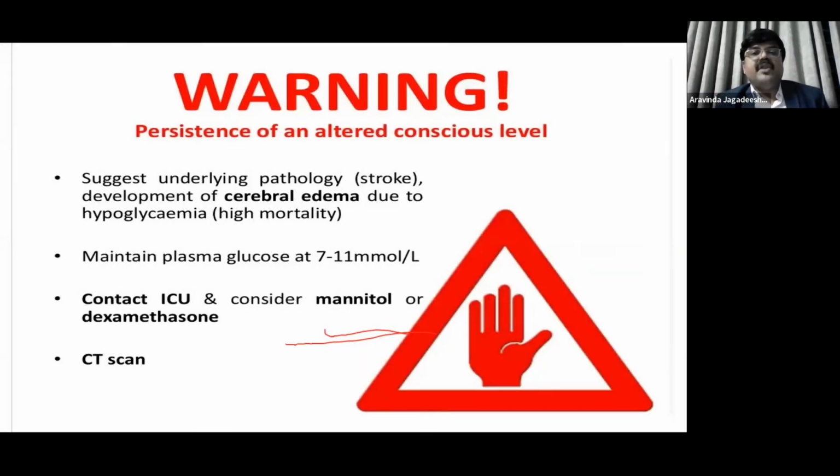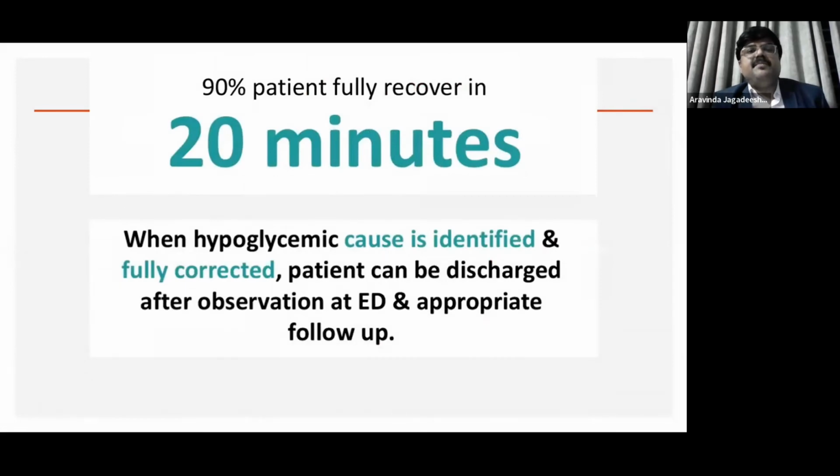So what are the warnings? The most important warning is that persistence of an altered conscious level suggests there is an underlying pathology, either a stroke or the development of cerebral edema due to hypoglycemia. Then maintain plasma glucose at 7 to 11 millimoles per liter. If there is still a reduced conscious level, always contact the ICU, and may consider mannitol or dexamethasone. If it is still a problem, then you can go for further evaluation like a CT scan. 90% of the patients fully recover in 20 minutes.